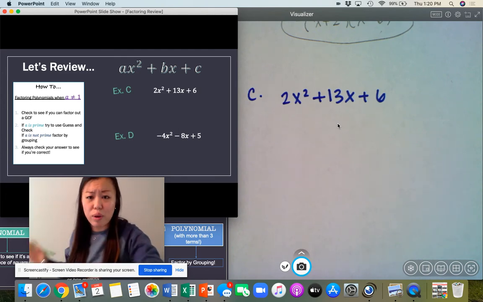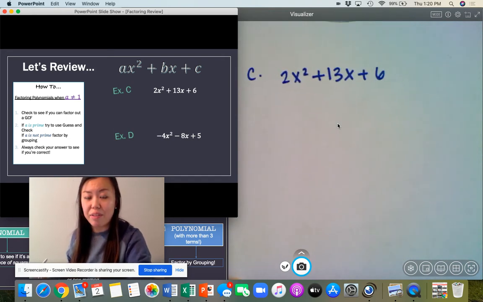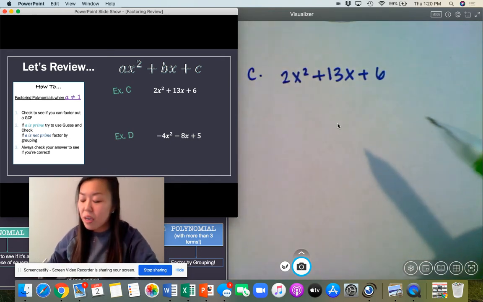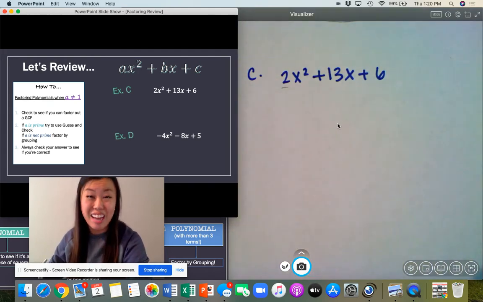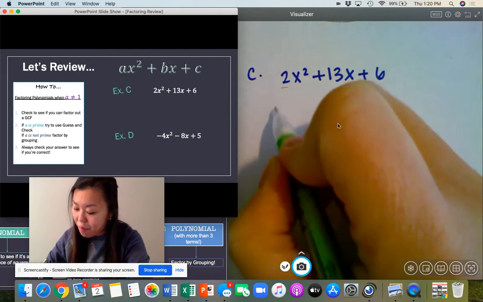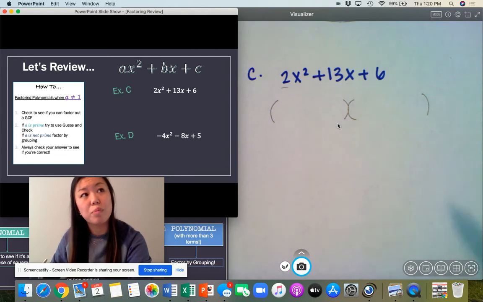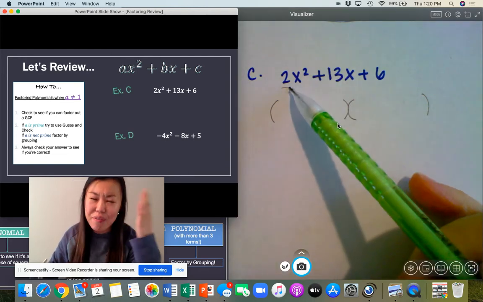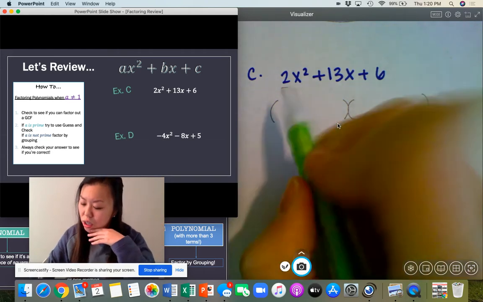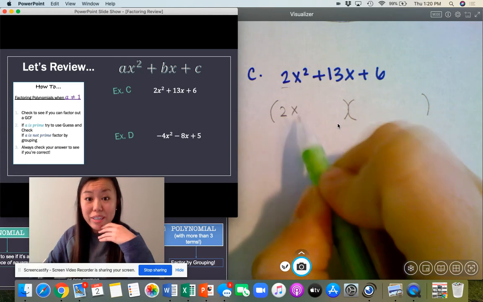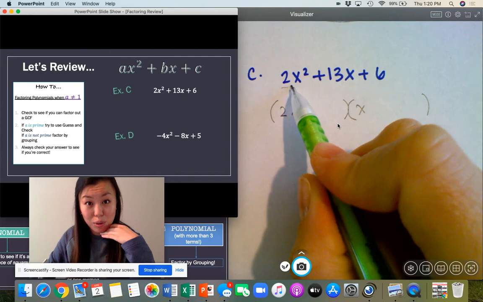We've got 2x squared plus 13x plus 6. I first asked myself, is there a greatest common factor? No, right? So I'm going to hop right into my example here. Since my leading coefficient is 2, and that's prime, I'm going to try my best to guess and check. The reason I encourage you to guess and check when your leading coefficient is prime is because when I think about my factors of 2, my only factors are 2 and 1. So I know one of my terms must be 2x, and the other one must be x to get me that 2x squared.